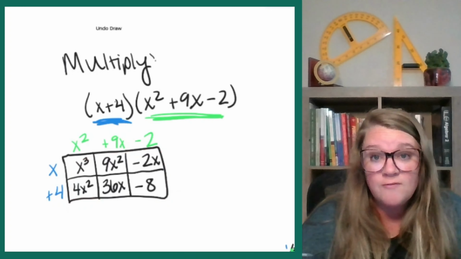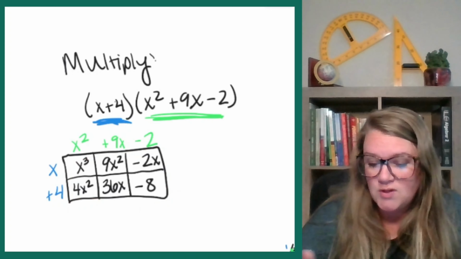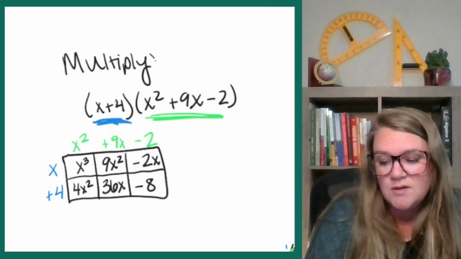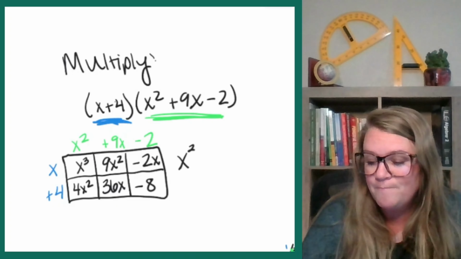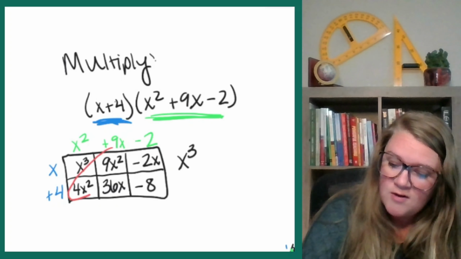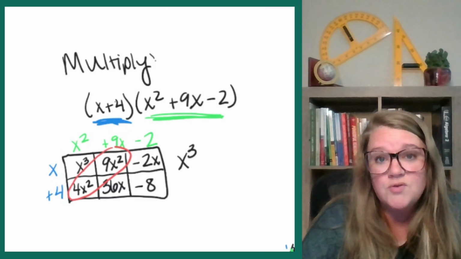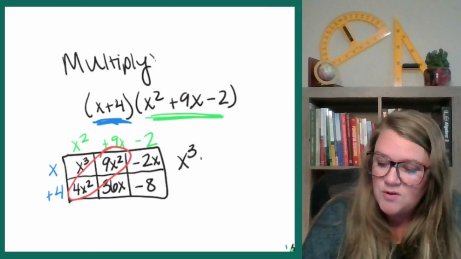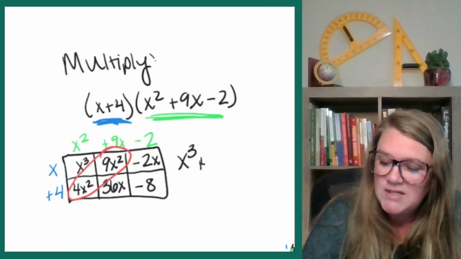So I'm going to go in order from greatest exponent to least exponent. So x to the third power is my biggest exponent, and there are no terms that are like that one. So x to the third is going to be the first term in my final answer. And then I'm going to look for x squareds. Well, I have two of them and they are diagonal. So I'm going to combine those two because those are like terms. 9x squared plus 4x squared gives me a positive 13x squared.